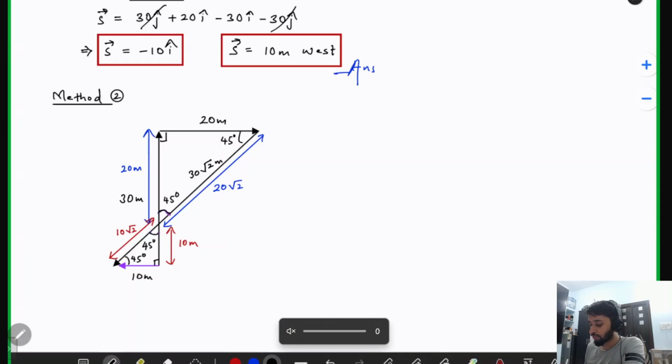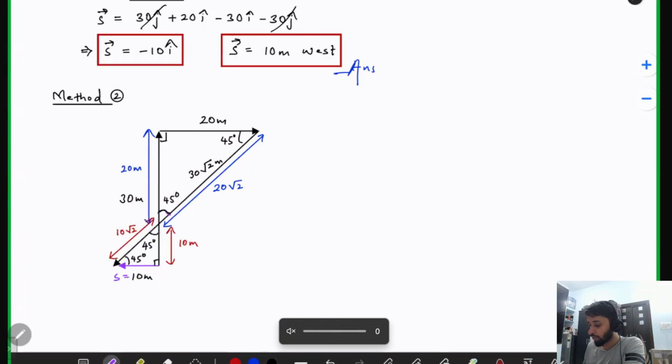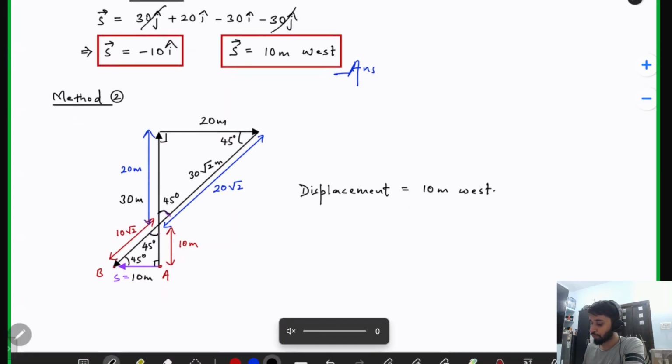So finally the displacement vector, the purple line, represents the displacement. You can see it is starting from point A and it will end up at point B, which is to the left or to the west. So the displacement here will be 10 meter west. So that becomes the answer here.